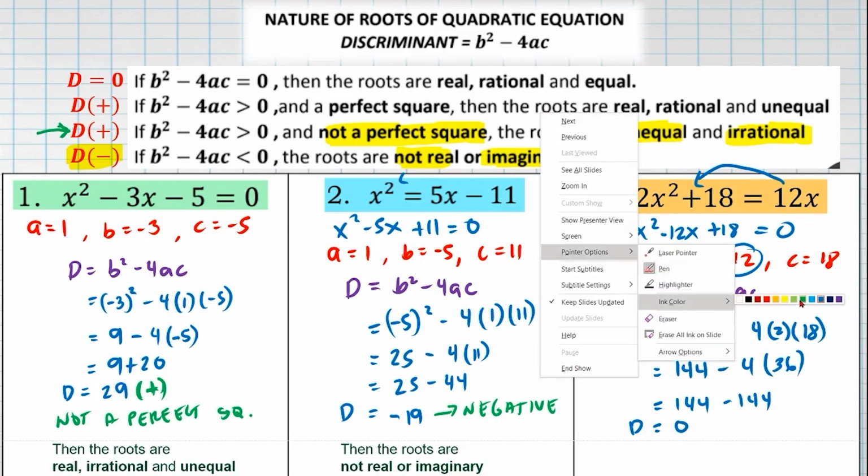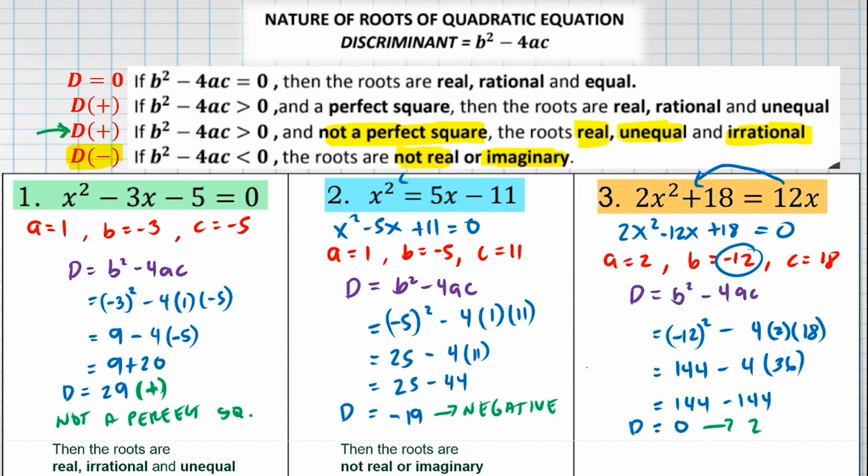So as you observe, our discriminant will be equal to 0. So if that's the case, then ito lang rin yung choice natin. If the discriminant is equal to 0, or b squared minus 4ac is equal to 0, then the roots are real, rational, and equal.